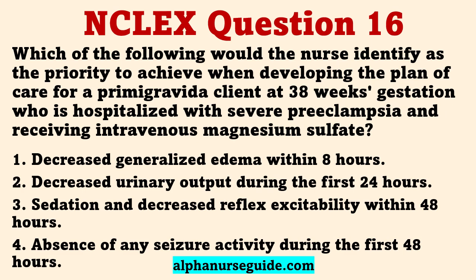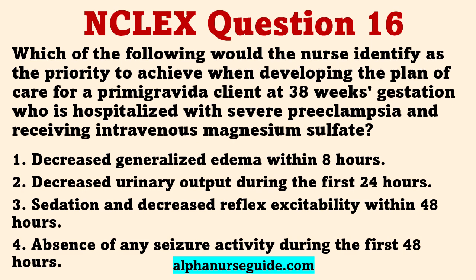The correct answer is 4. The highest priority for a client with severe preeclampsia is to prevent seizures, thereby minimizing the possibility of adverse effects on the mother and fetus, and then to facilitate safe childbirth. Efforts to decrease edema, reduce blood pressure, increase urine output, limit kidney damage, and maintain sedation are desirable but are not as important as preventing seizures. It would take several days or weeks for the edema to be decreased. Sedation and decreased reflex excitability can occur with the administration of intravenous magnesium sulfate, which peaks in 30 minutes, much sooner than 48 hours.